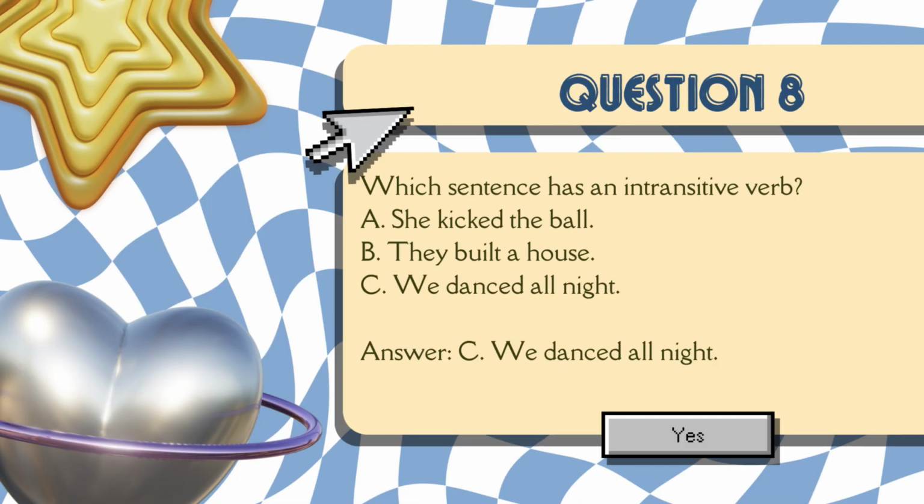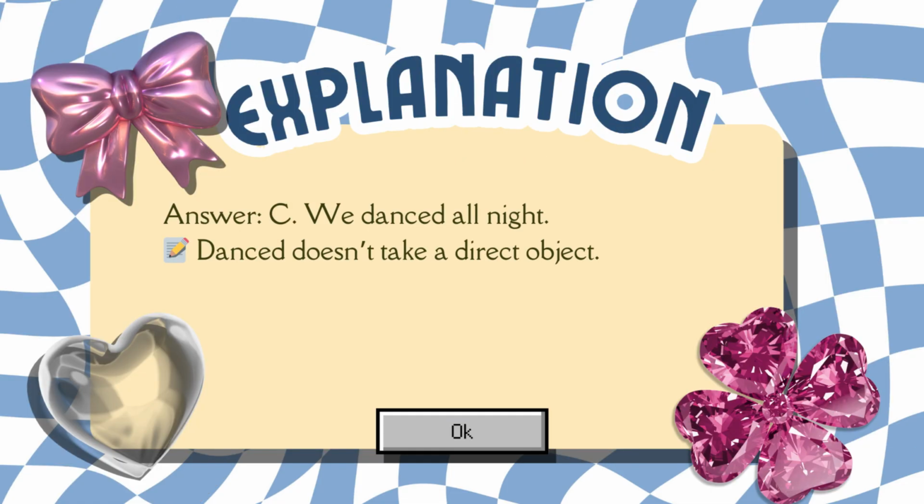Next question. Question 8. Which sentence has an intransitive verb? A, she kicked the ball. B, they built a house. C, we danced all night. Answer, C, we danced all night. The reason the answer is C is because dance doesn't take a direct object.